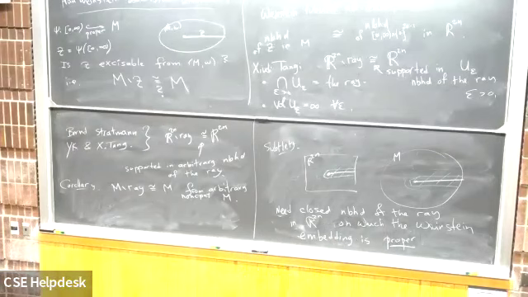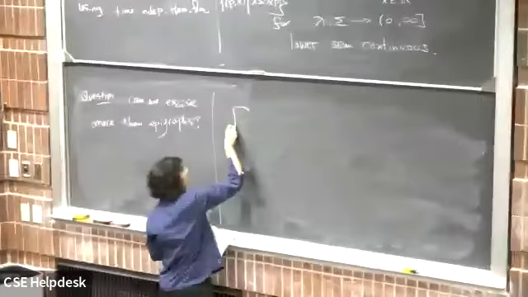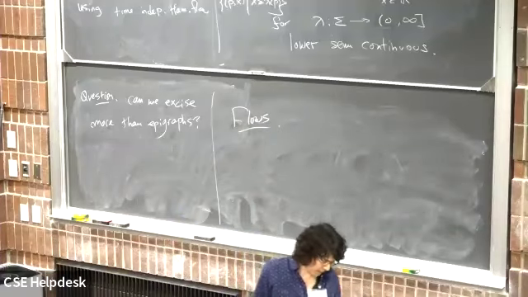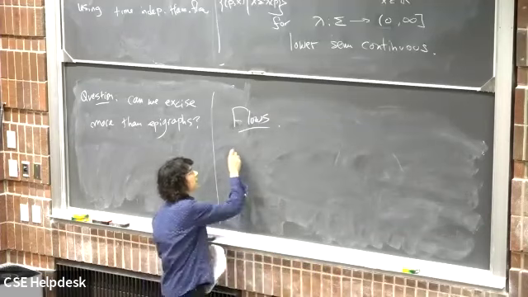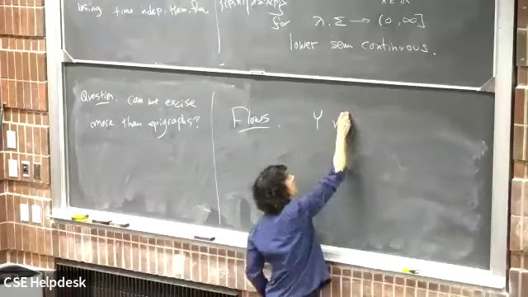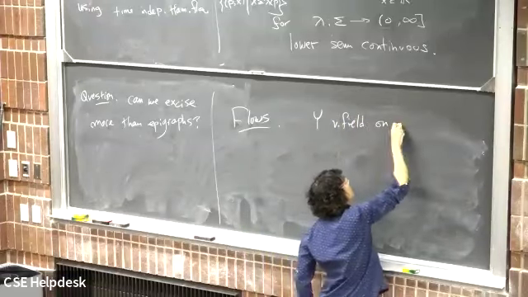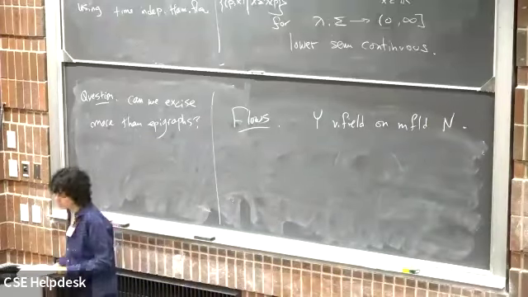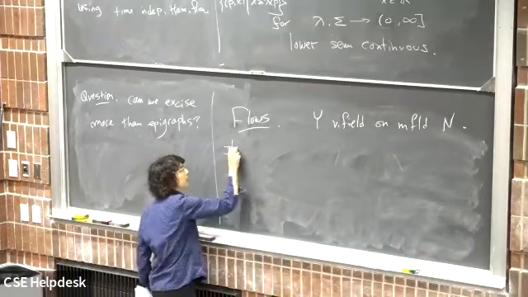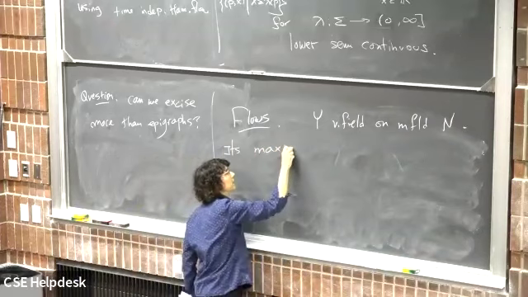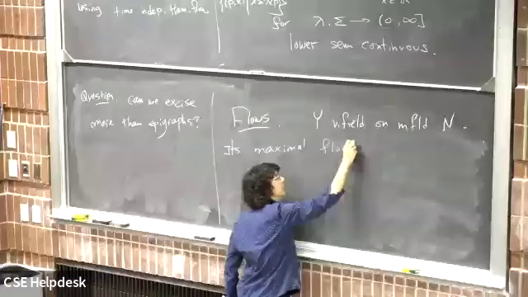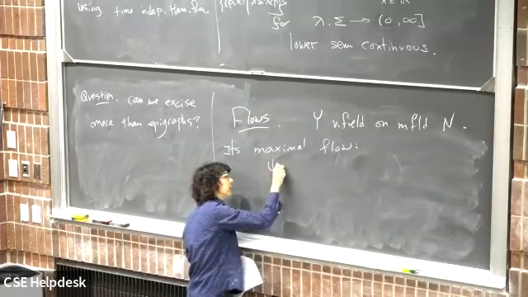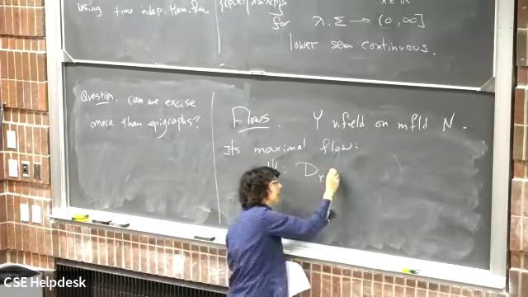So let me say a few words about flows. This is what we teach in graduate courses in manifolds. You have a vector field in the manifold, and the vector field has a maximal flow. We specify the initial condition at time zero, and then you just move for that time. So the flow domain, we call it D_Y.